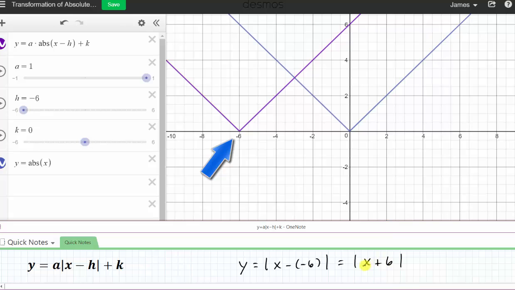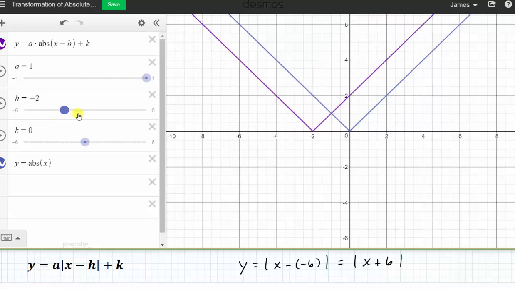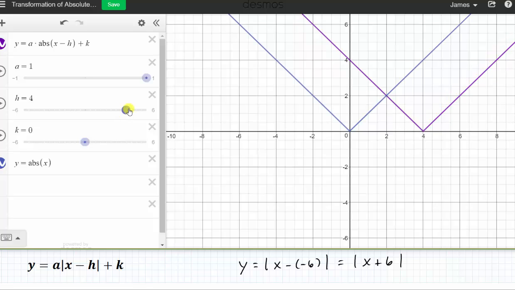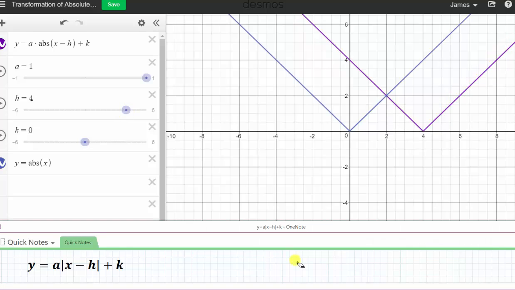And notice when x is negative 6, we do have a 0 inside the absolute value. The absolute value of 0 is 0, and therefore the output or y value is 0 when x is negative 6. And when h is positive, let's say when h is positive 4, we would substitute positive 4 in for h, which gives us the equation y equals the absolute value of the quantity x minus 4.